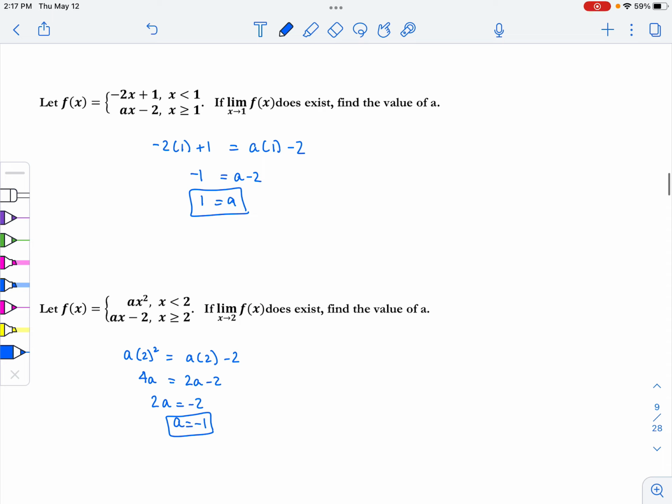And the last two, substituting your x value in, solving for a, knowing that your left side has to equal your right side. Those are the work. In the first problem, you get an a value of 1. In the second problem, you get an a value of -1.